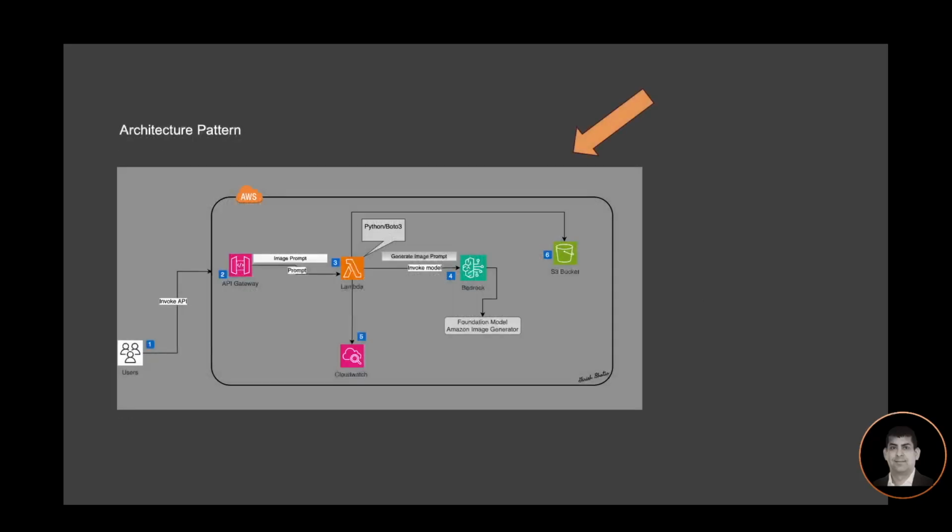Let's look at our architecture pattern here. We have a user that's invoking a REST API via the API Gateway and passing an image prompt. The image prompt is getting fed to a Lambda function. The Lambda function is written in Python Boto3 and it's invoking an Amazon Bedrock API, which is using a foundation model underneath. In this scenario, I'm using the Amazon Titan Image Generator model. Once the image is generated, the image will be uploaded to an S3 bucket and all the appropriate logs will be logged in CloudWatch.